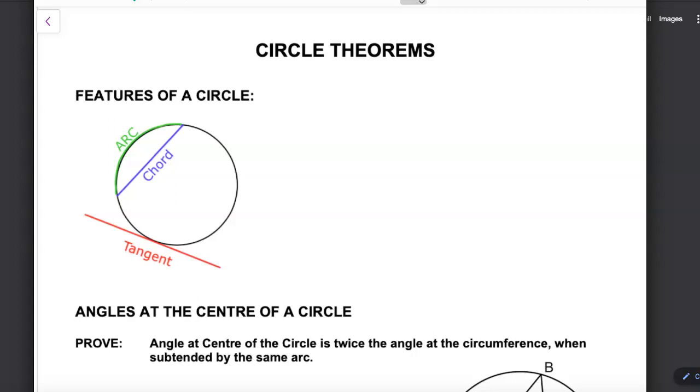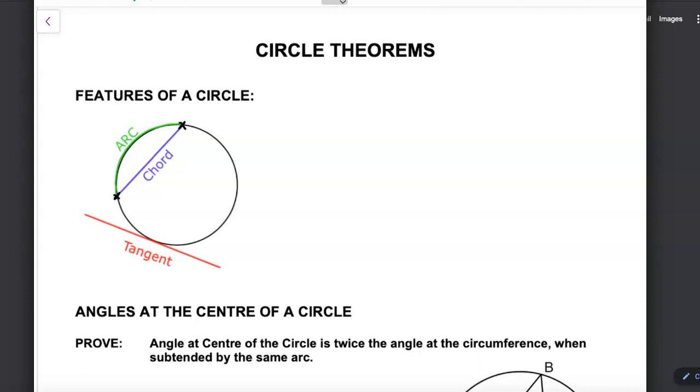In this video, we're going to have a look at proving some of the circle theorems. In particular, we're going to just focus on angles within the circles. So just to review the features of a circle, we have obviously the whole circumference, which is the whole perimeter of a circle. And when we take a part of that circumference, we call that an arc.